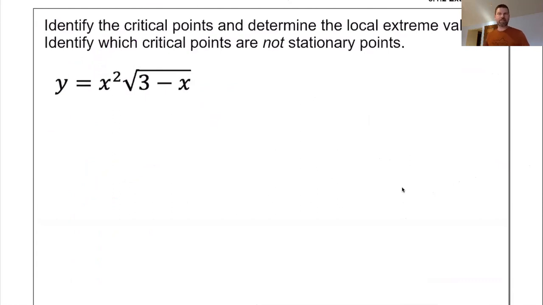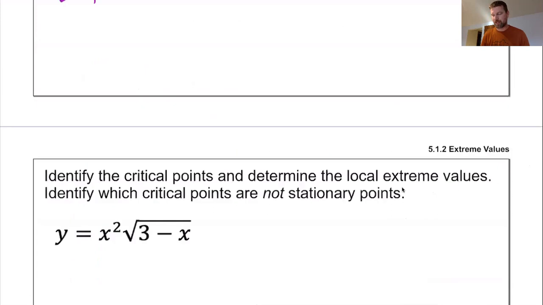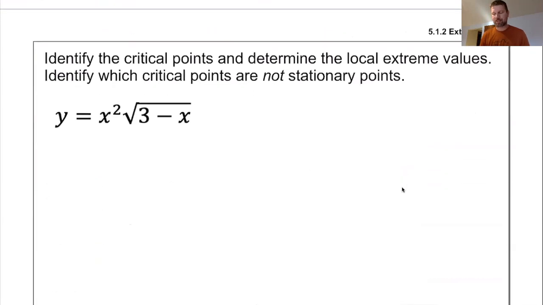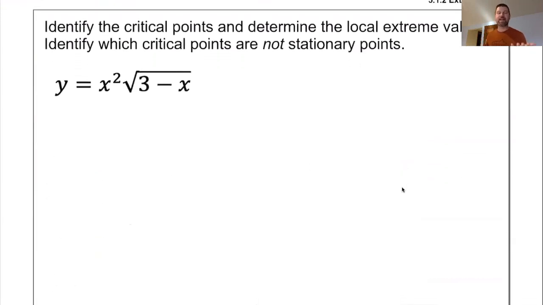Identify the critical points and determine the local extreme values. Identify which critical points are not stationary points. Same type of question. All right, this one, I don't expect you to be able to graph that one like we were able to graph this one, but we can still find our critical points. And then again, at this point in time, go ahead, use your calculator to graph it, but don't graph it first, because I'm afraid if you graph it first, you're going to be like, oh, there's the critical points and maximums and minimums. We should really get used to being able to find our critical points without a calculator.